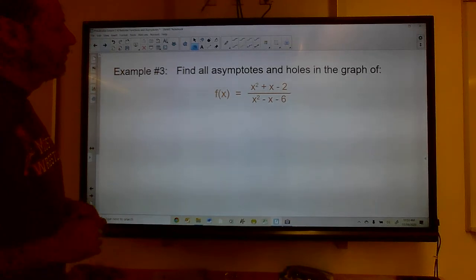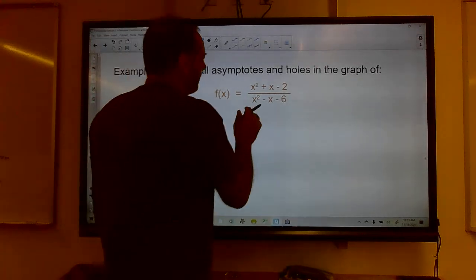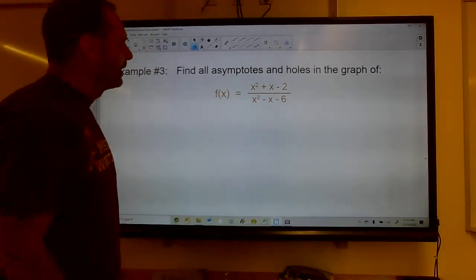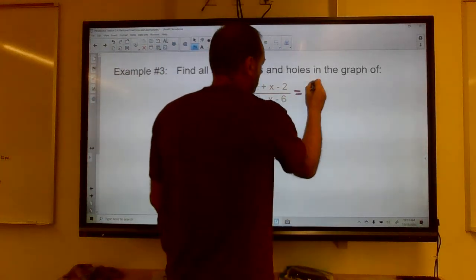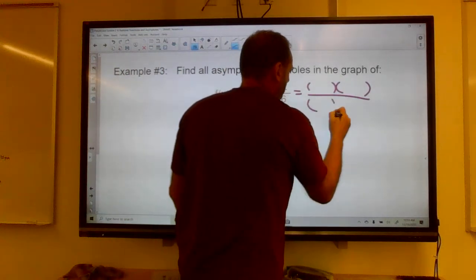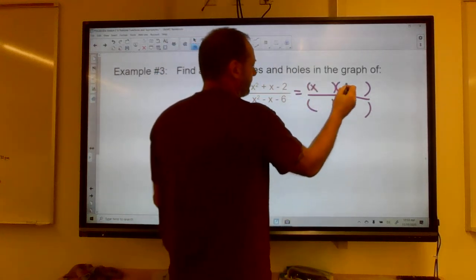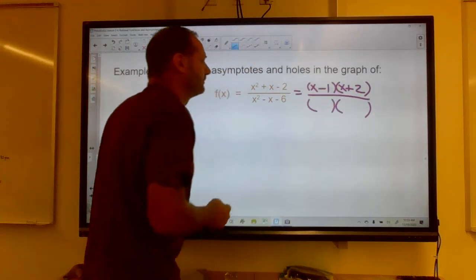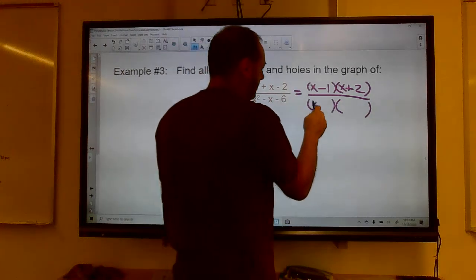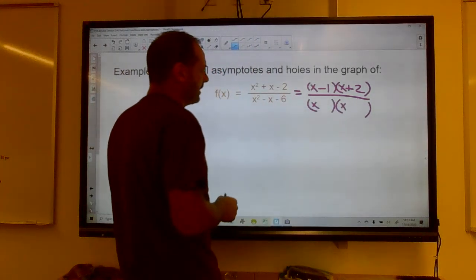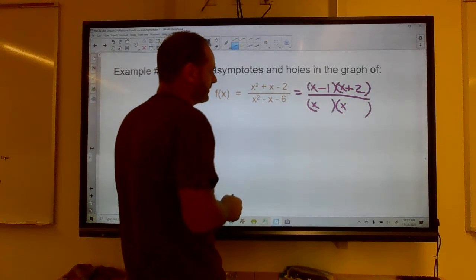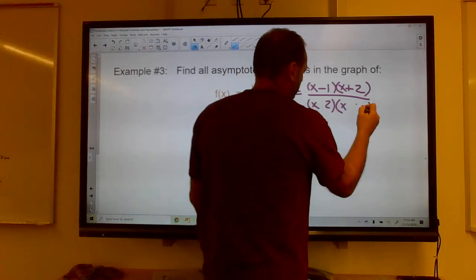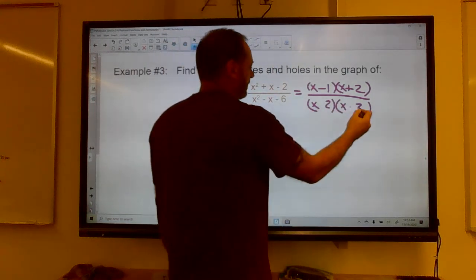Find all the asymptotes and holes in the graph. Okay, so the first thing you want to do, you know this thing's going to have a horizontal asymptote because the degree is 2 and the degree is 2. All right, but what you want to do is factor these things. So factors of x squared are x and x. Factors of 2 are 2 and 1. I need a plus 2 and a minus 1. Down here, I get an x and an x. All right, I've got 2 choices. I can use 2 and 3. Think of something else. Okay, it's going to be -3 and plus 2.